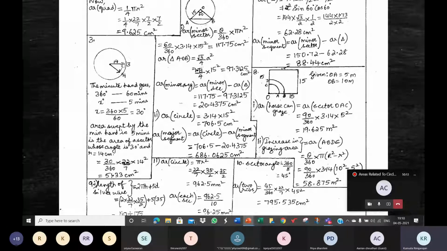That's what I've shown here. This is the minute hand. The length of the minute hand is 14 centimeters. Please see the pointer on the screen. This is the minute hand. The length of this minute hand is 14 centimeters.